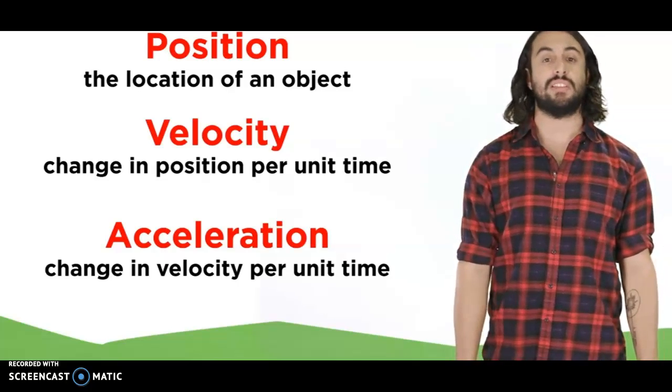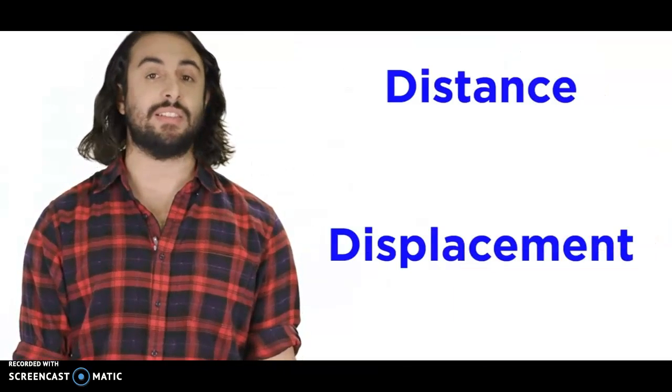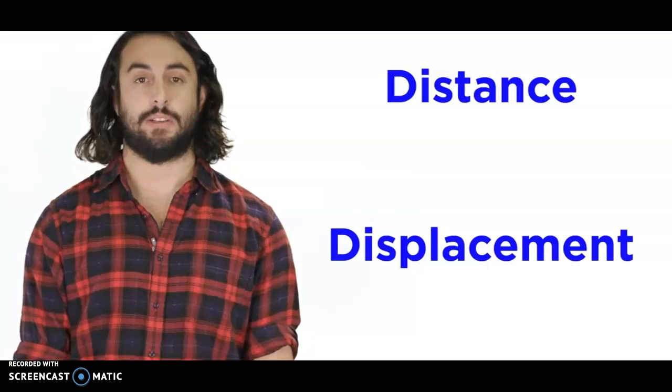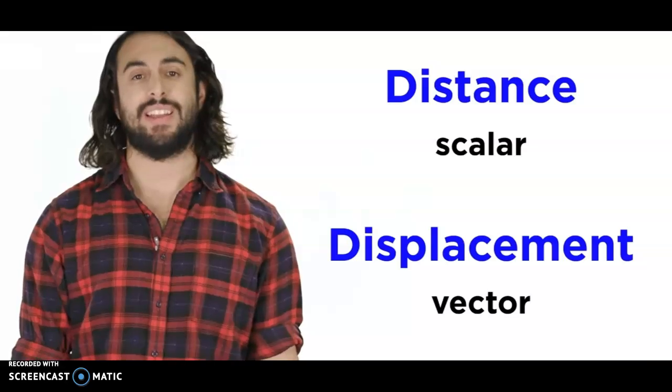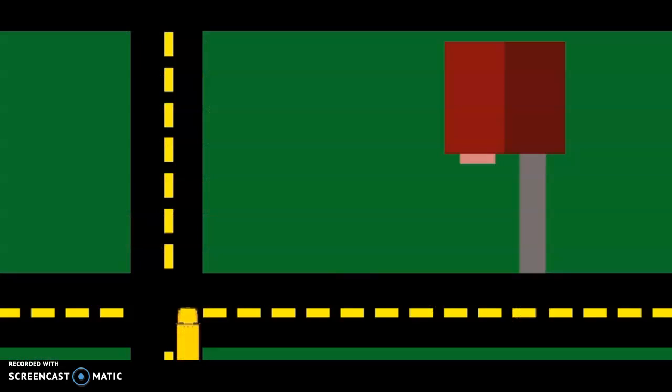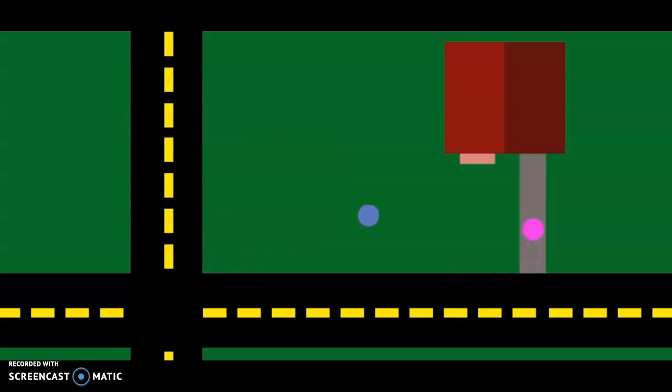Now let's discuss each of these in more depth. When we talk about position, we could discuss distance or we could discuss displacement. The difference here is that distance is a scalar, while displacement is a vector. Let's say you and your friend get dropped off by the school bus at this intersection, and your house is here. Your friend begins to walk down the street and up the driveway like a normal person. But you find yourself so overcome with excitement to play video games that you decide to plow through the yard in a straight line to the door.